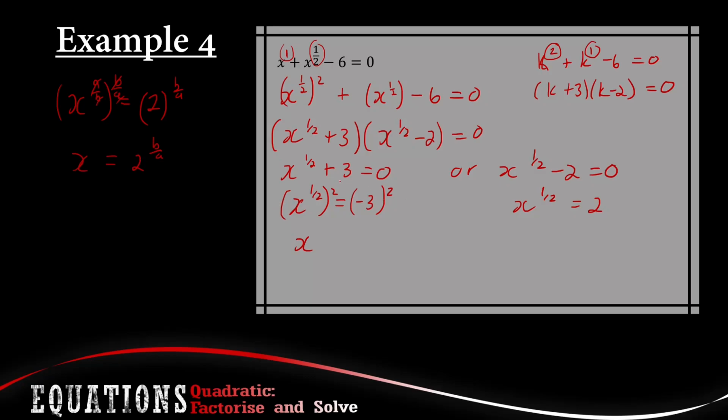So yeah, this one, we just square both sides, and then we have 9. On this side, we do the same. That's just squared, squared, so x is equal to 4.